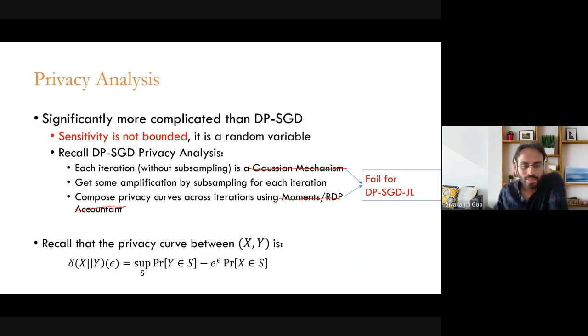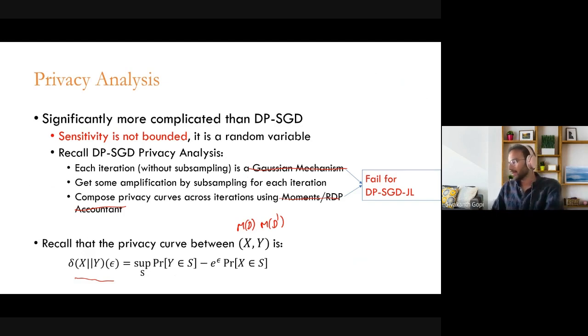So let's recall, let's define the privacy curve between two random variables X, Y as the supremum over all subsets S of the probability that Y is in S minus e to the epsilon times the probability that X is in S. So this is the familiar epsilon-delta curve. And for us, X will be M of D and Y will be M of D prime for adjacent databases.